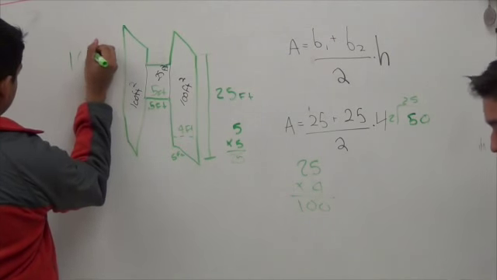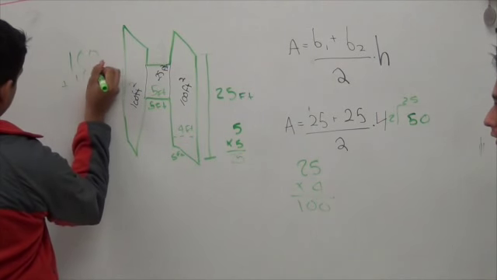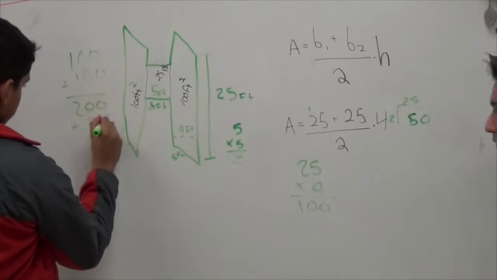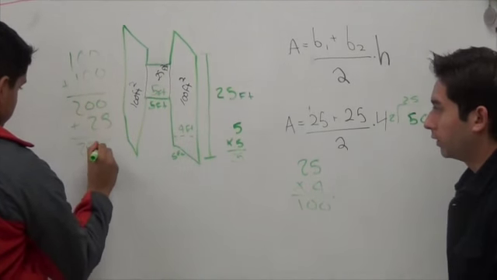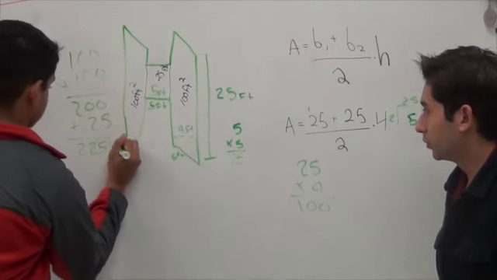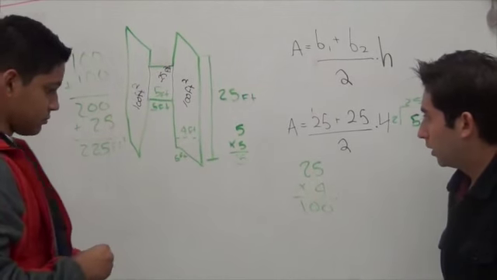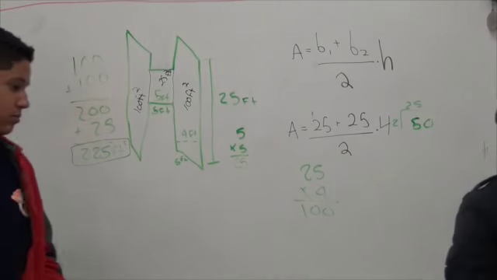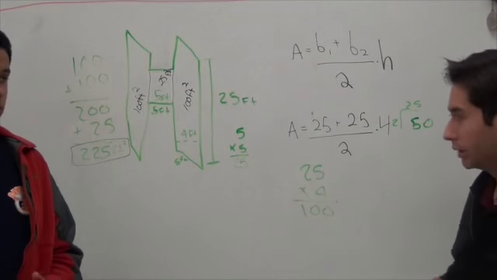So it's going to be 100 plus 100 plus 25. And our final answer will be 225 feet squared. Okay. And that will be our final answer. And I believe that is answer B on the mock test. Thank you.